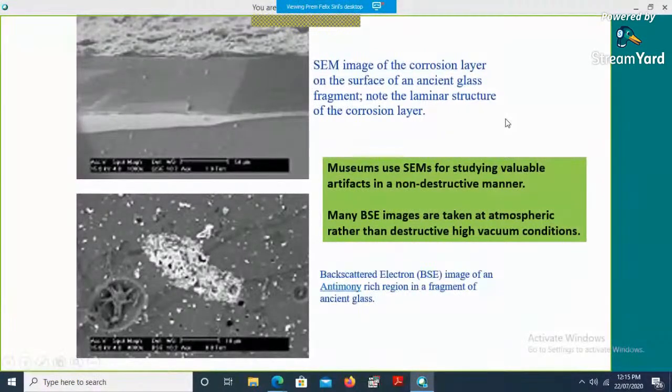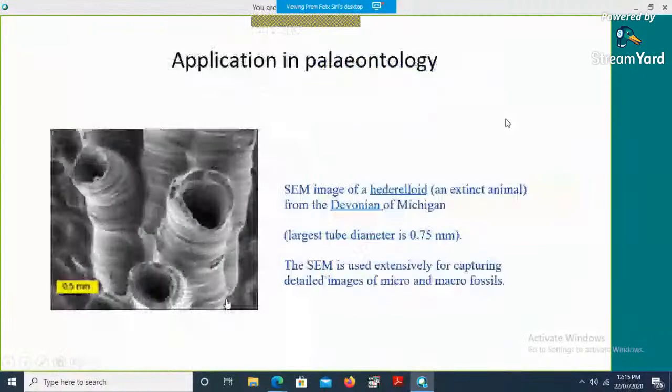Not only in museums, but also to study fossils. In that case also, because SEM is a non-destructive technique, you can study fossils, their features, what the chemical composition is, what the microstructure is. Those kinds of things we can study in paleontology.